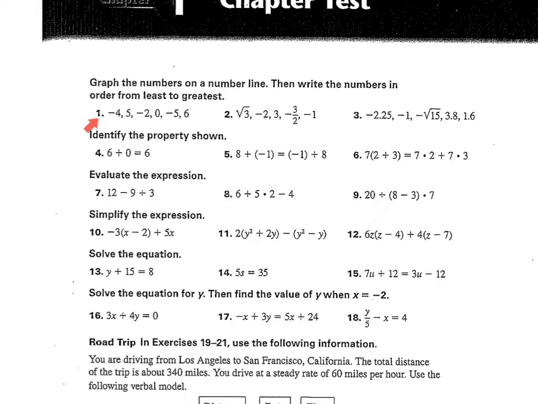So the first three, we're to graph these on a number line and write them in order from least to greatest. So you have -4, 5, -2, 0, -5, and 6 in number 1. Number 2, you have radical 3, -2, 3, -3/2, and -1.